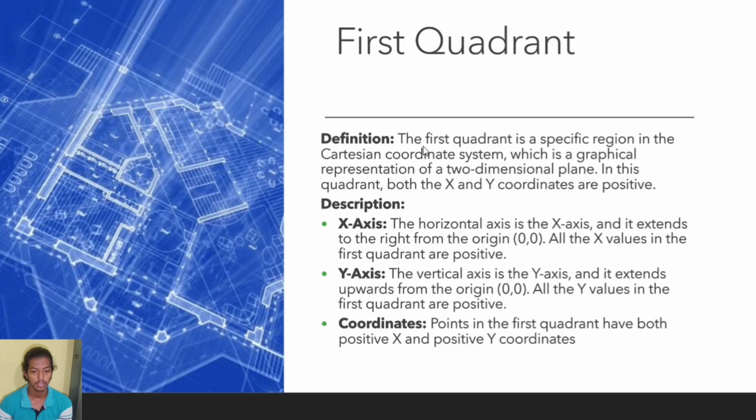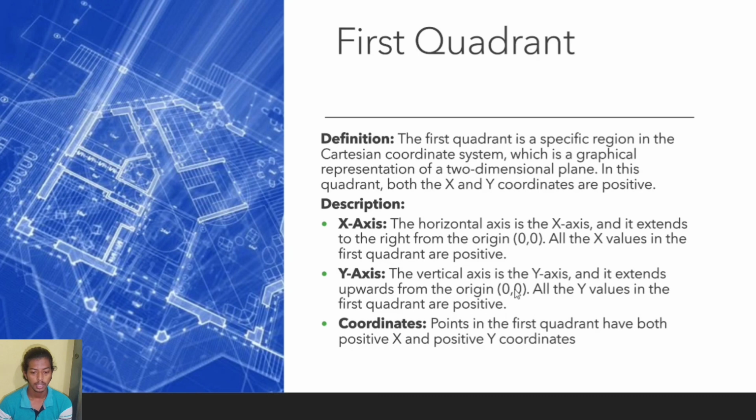First quadrant. Definition. The first quadrant is a specific region in the Cartesian coordinate system, which is a graphical representation of two-dimensional planes. In this quadrant, both x and y coordinates are positive. Description. X-axis. The horizontal axis is the x-axis and it extends to the right from the origin 0, 0. All the x values in the first quadrant are positive.